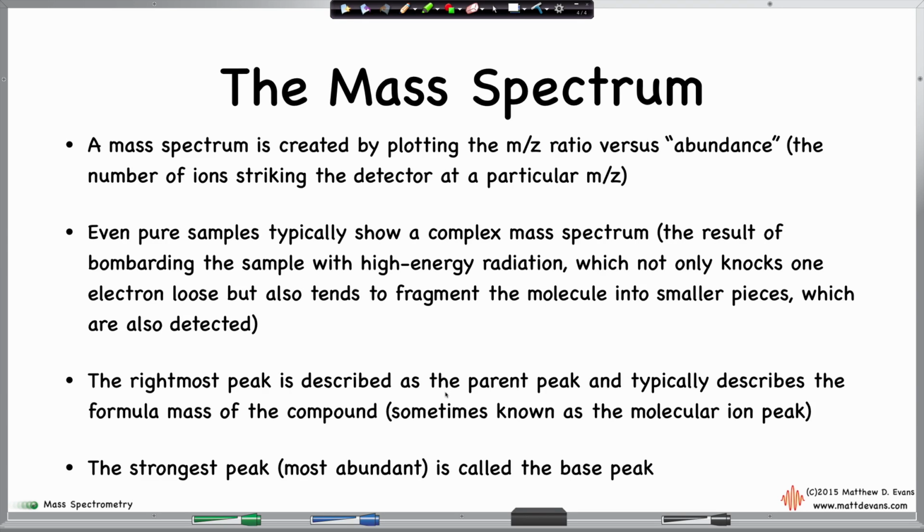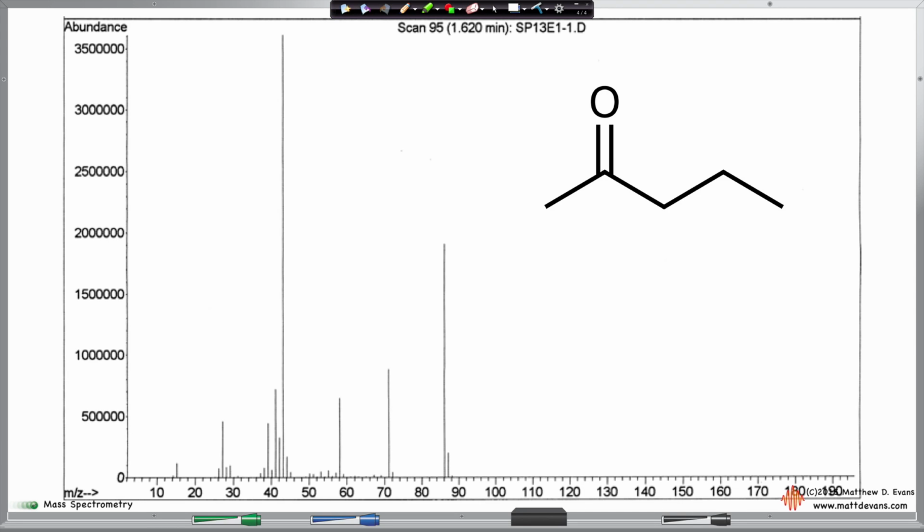And we always have a base peak too. The base peak is, of course, the most abundant peak wherever it's at. Really, what that's saying is the base peak is the most stable carbocation, the most abundant. All right, so here's a typical mass spectrum.